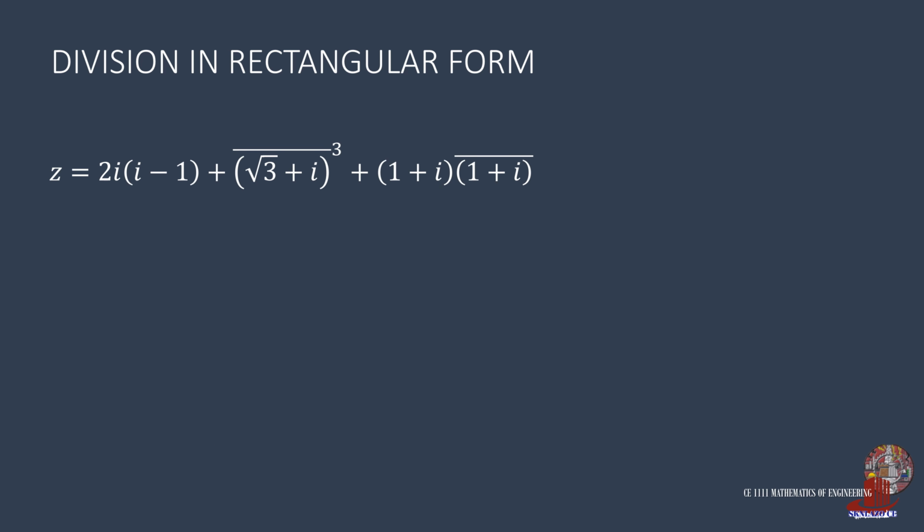The next example has z equal to 2i times the quantity of i minus 1 plus the cube of the quantity root of 3 plus i plus another quantity of 1 plus i multiplied by 1 plus i. Take note that the second term and part of the third term have bars on top of the quantity. The bar means complex conjugate. So the second term becomes root of 3 minus i, and the part of the third term with bar becomes 1 minus i.